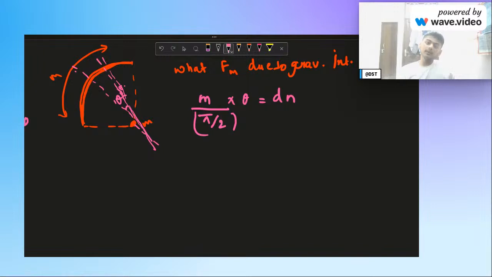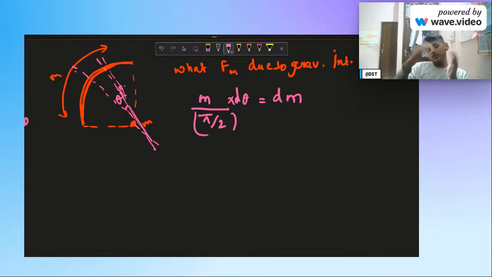then the part of the ring subtending angle d theta will have this as the mass. So we have found out the dm by unitary method. If the arc which subtends angle pi by 2 has mass m, then the arc which subtends 1 radian has mass m divided by pi by 2, and we have multiplied it by d theta for the d theta.